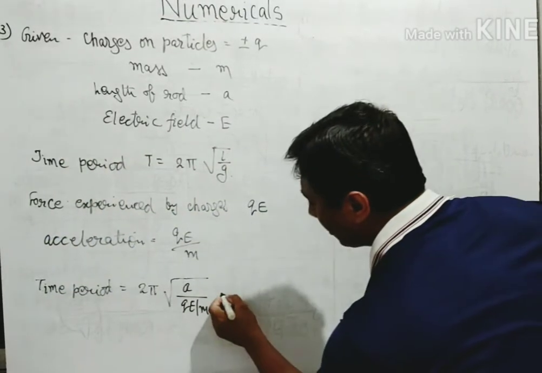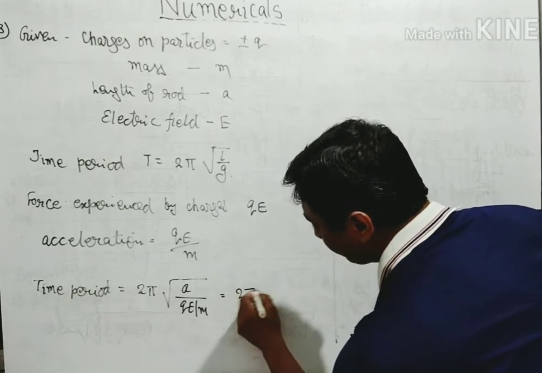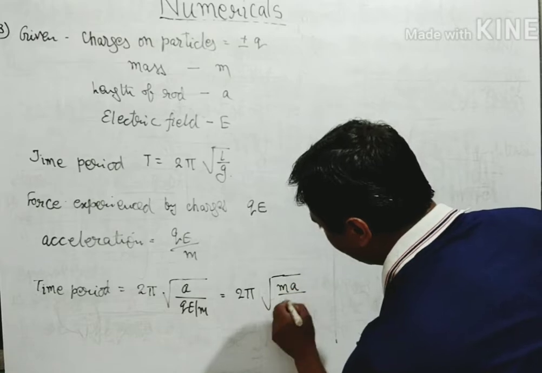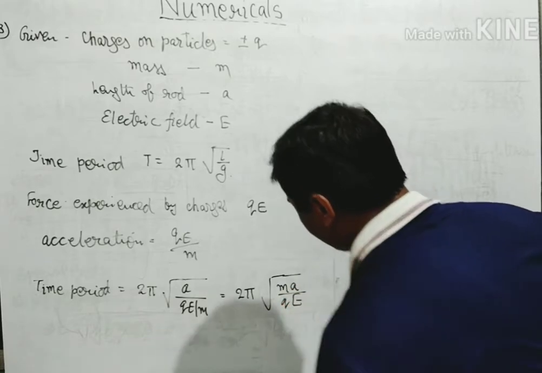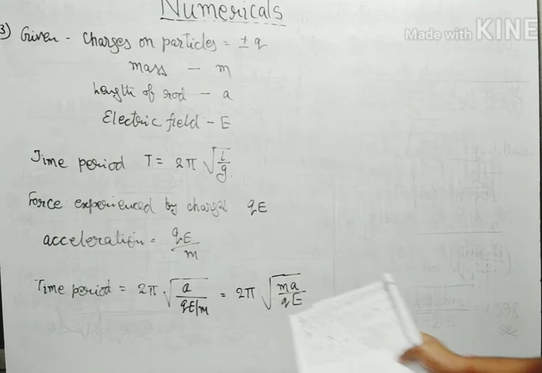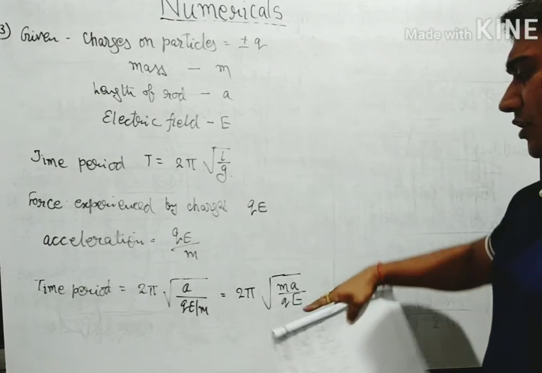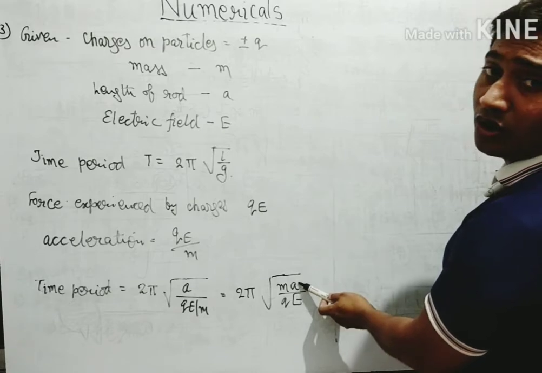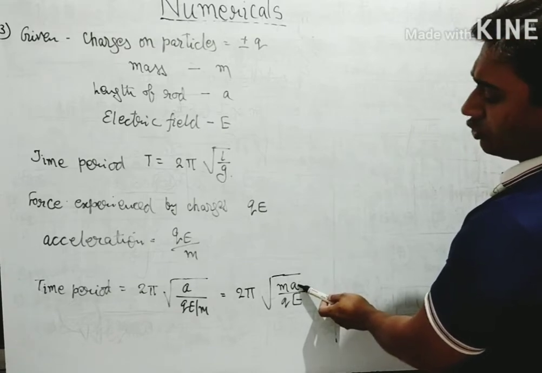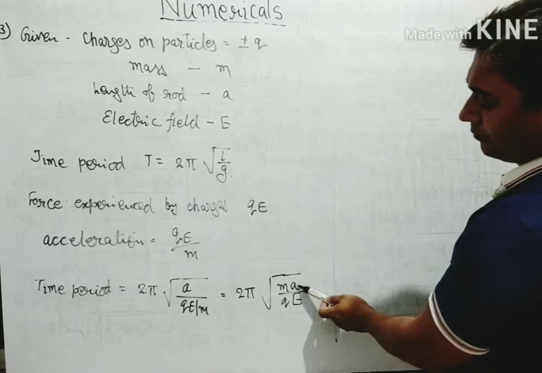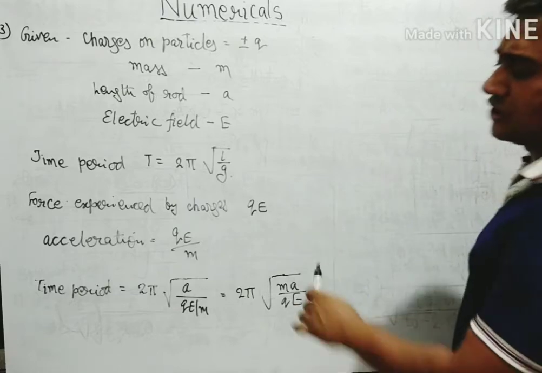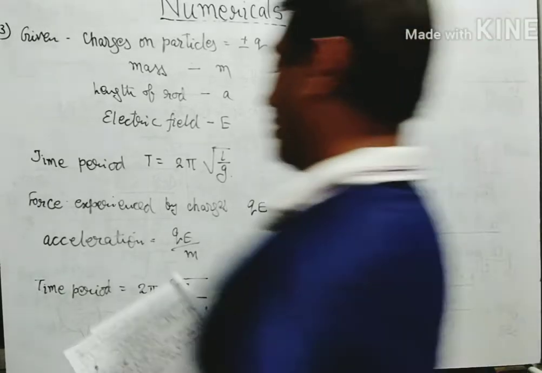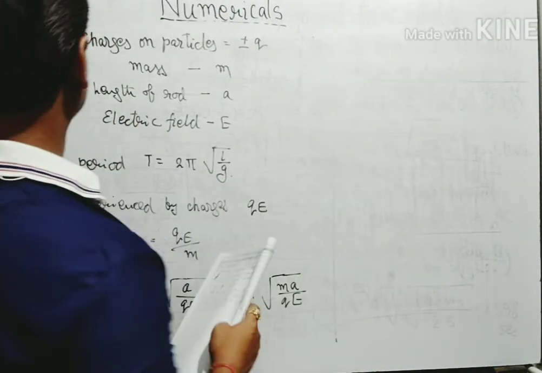Now finally we have 2 pi under root MA upon QE as the final answer. Here don't make any confusion. A is here the length of the rod, light rod, which is forming the dipole. It's not acceleration. So it is 2 pi under root MA upon QE as the time period that the question is demanding from us. Now let's have the next question.